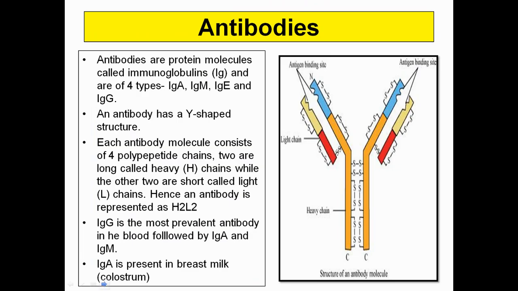Now come to the structure, most wonderful structure, that is of antibodies. Antibodies are also referred to as immunoglobulins. We have four kinds of immunoglobulin: IgA, M, E, and G. They are actually Y-shaped structures. Each antibody comprises four polypeptides. You can see two long chains and two smaller chains, so heavy and light chains.